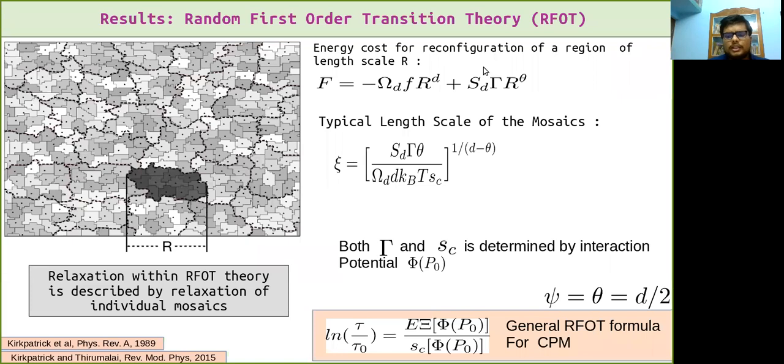So now, to have an analytical understanding of this simulation result, we extend the random first order transition theory of equilibrium glass for point particle systems to the confluent monolayer, in our case the cellular Potts model.